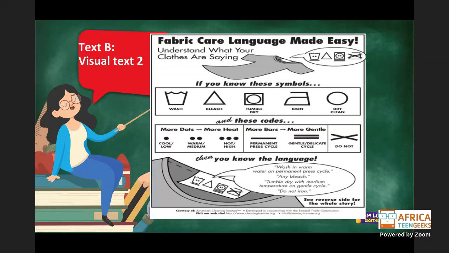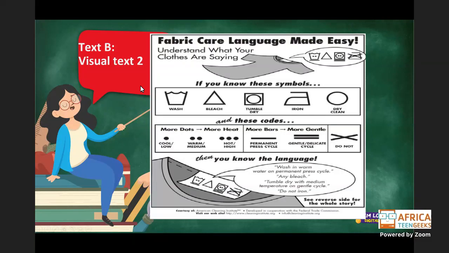Now we will look at step 2. You read the words and you link them to the picture. You read the words in the heading of the picture: fabric care, language made easy. So that is what it's about. You read the words in the heading and the words below the picture, then look at the picture again. Think about how the words support what you see in the picture, and then you answer the questions.